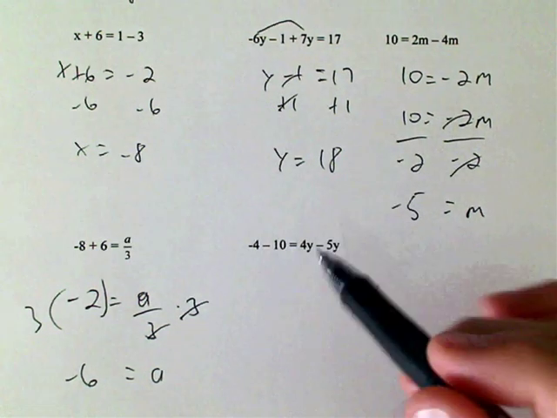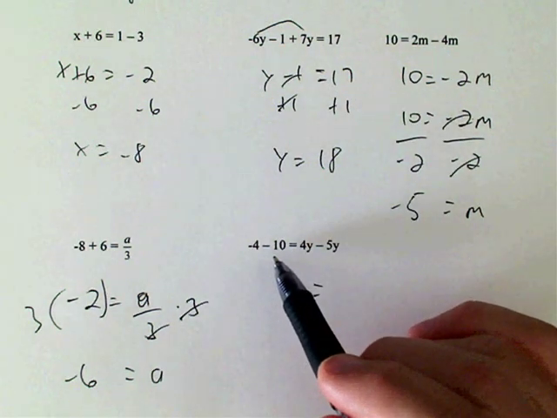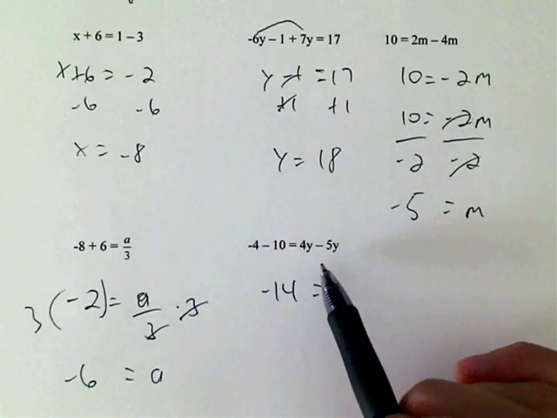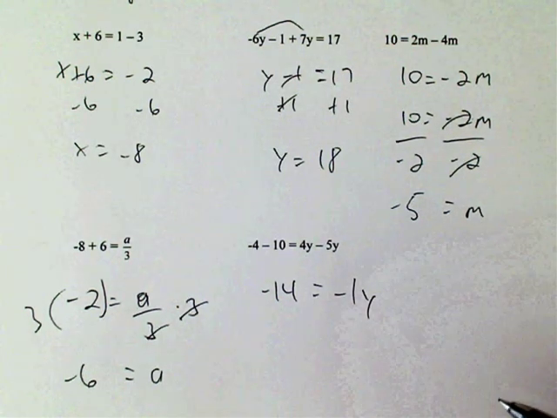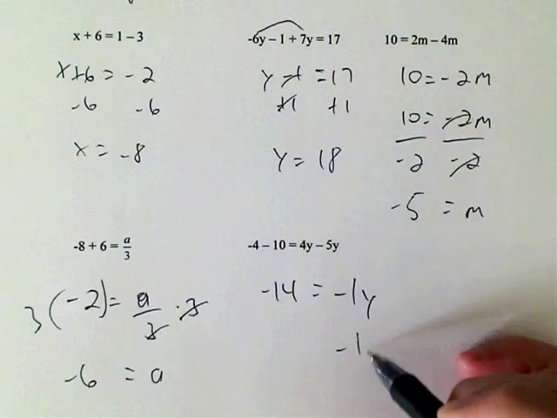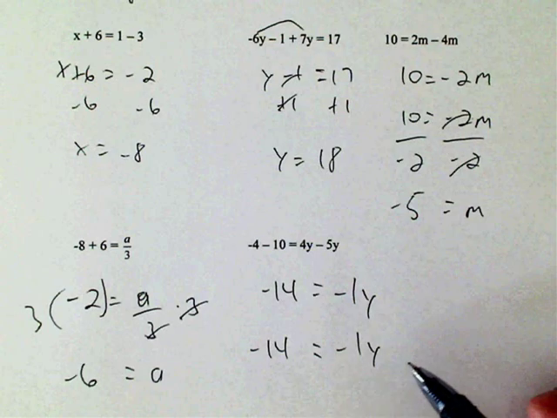Over here, look at this one. Left side we got negative 4 and minus 10. We can combine those together. Gives us negative 14. On the right side we have two y terms, 4y minus 5y, which is a negative 1y. Not y or 1y, it's a negative 1y. Once again, we don't want a negative value or negative variable. We want a positive y in this case.